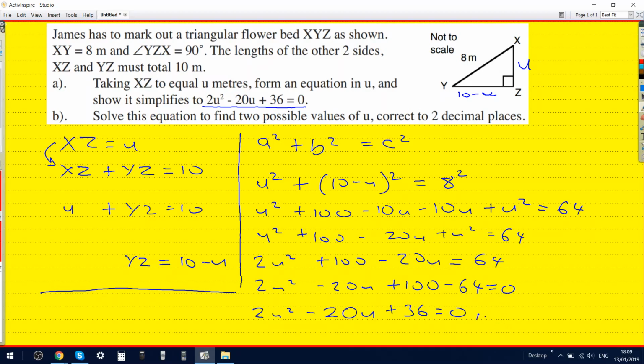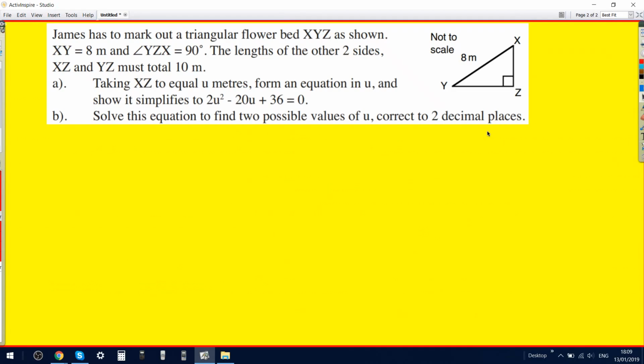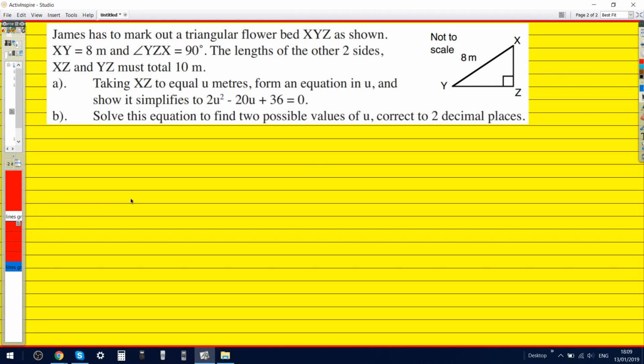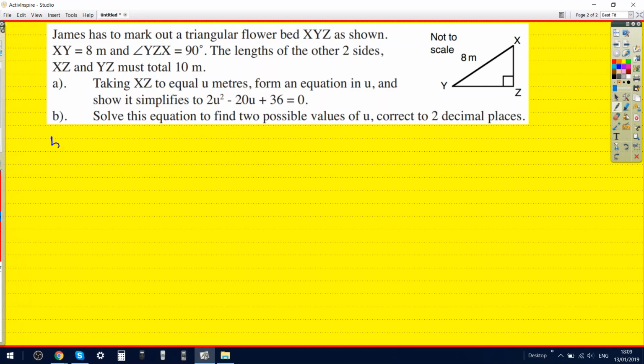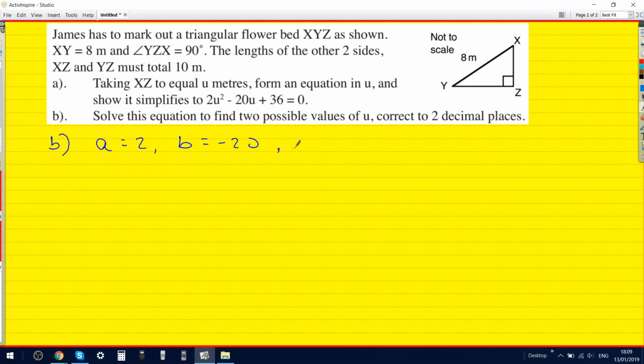And from there, what would be A in the formula, what would be B, and what would be C? A is 2, B is 36, and C is 20. Minus 20 or 20? Minus 20. And then from there, I think we have to use a formula.